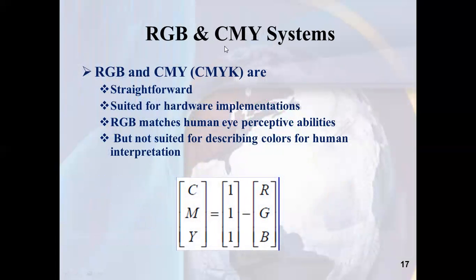If we want to compare RGB to the CMY system, it's a straightforward system. CMY is suited for hardware implementation, while RGB matches human eye perception abilities. And we can transform RGB to CMY and CMY to RGB by using this transformation. So these are our two complement colors.